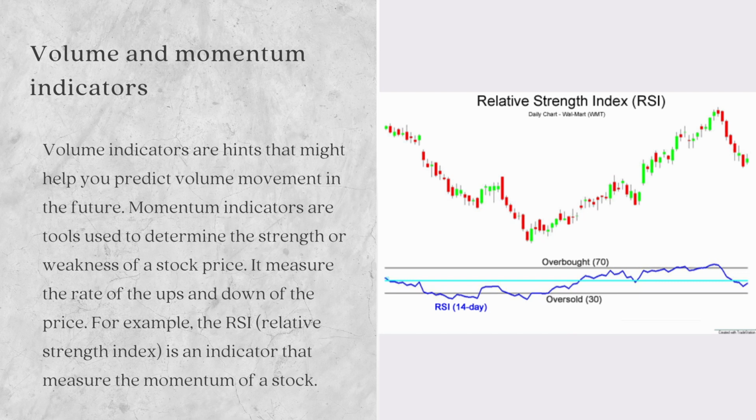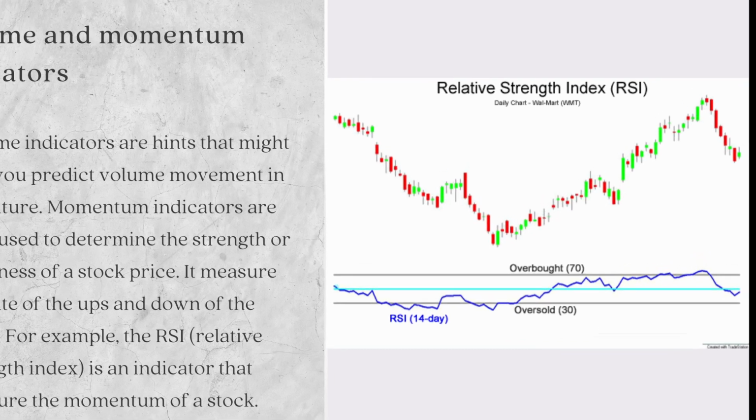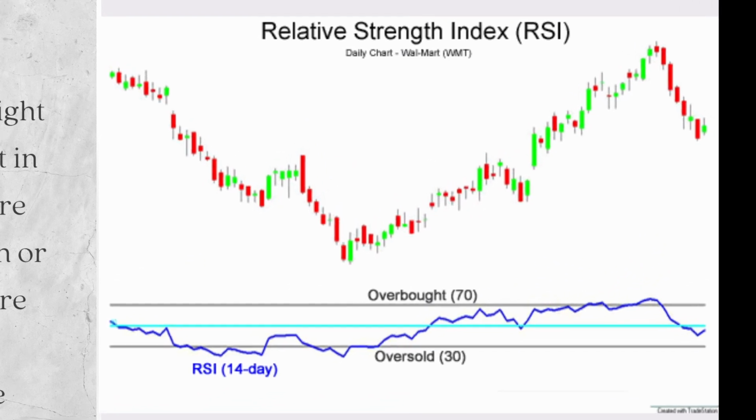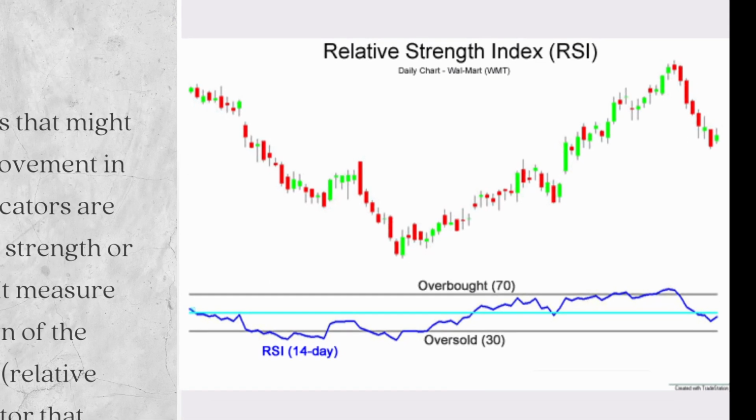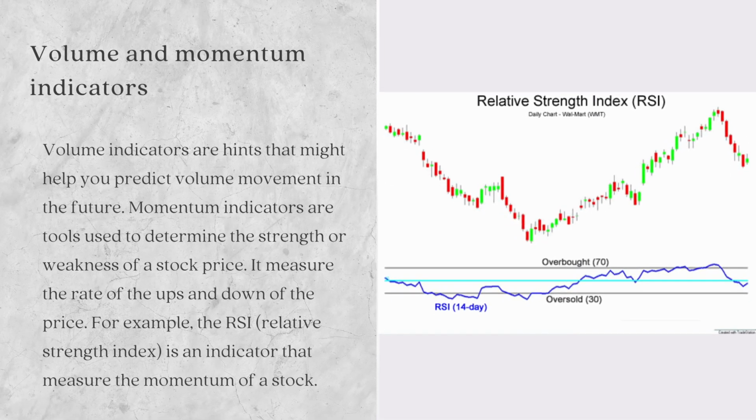For example, the RSI, which is the Relative Strength Index, is an indicator that measures the momentum of a stock. The image on the right is an example of an RSI chart. You can see at the bottom of the image that when the blue line gets too high, it gets into overbought territory. The bottom line is for oversold. This type of graphic can help you visualize better if the stock gets overbought or oversold.